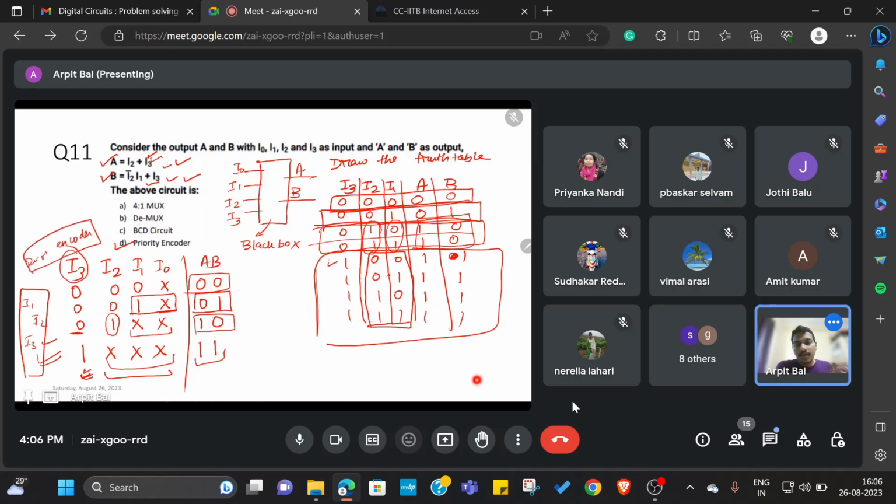Okay, I hope this question is clear. Does anyone have any doubt in this question? Okay, this particular method is also clear, right? Whenever you have the function, you draw the truth table, try to reduce the truth table and observe the pattern, and accordingly you decide what the circuit is and what function it performs.